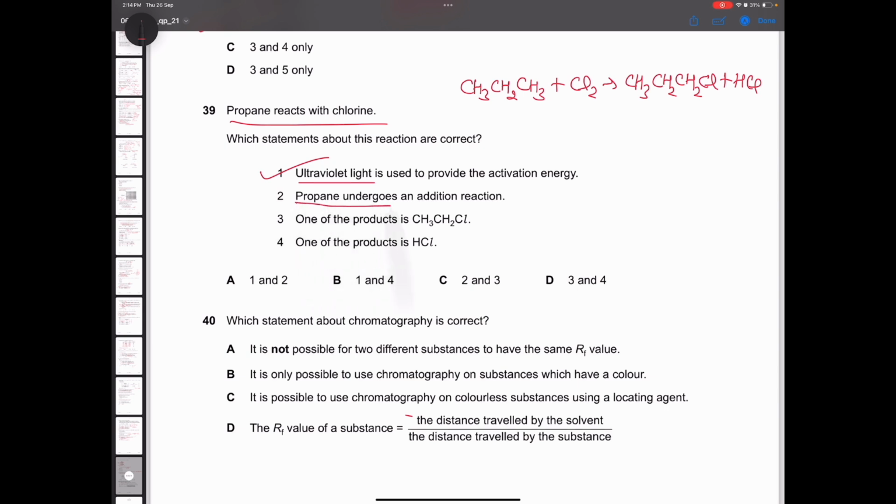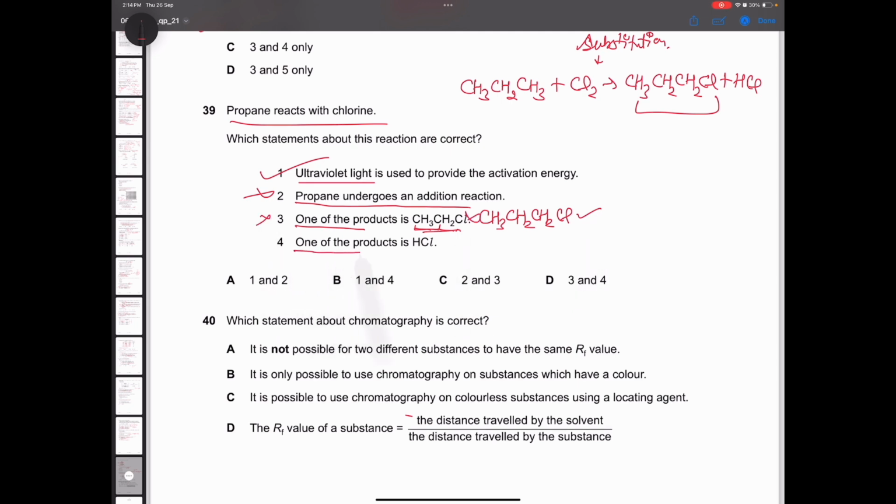Propane undergoes addition reaction. No, this is not an addition reaction. This is a substitution reaction. Addition reaction happens with alkenes, the ones with double bonds. Alright, so this is incorrect. One of the products is CH3CH2Cl. This is incorrect because they are showing only two carbons here, but propane has three carbons. If they had written CH3CH2CH2Cl, then this would have been correct. But it's not, so the third is incorrect.